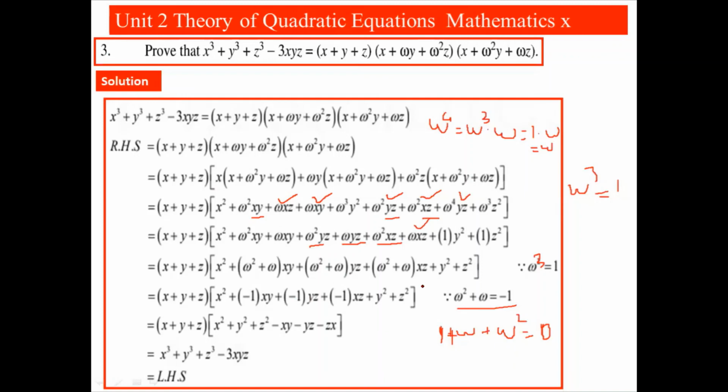Here we have to use minus 1, and here we also use minus 1. So this is equal to x square, and this is minus xy, this is minus yz, and this is minus zx. Here this is y square and this is z square. By arranging, we have x square plus y square plus z square minus xy minus yz minus zx. So this is the formula for x cube plus y cube plus z cube minus 3xyz. So this is equal to the left hand side.